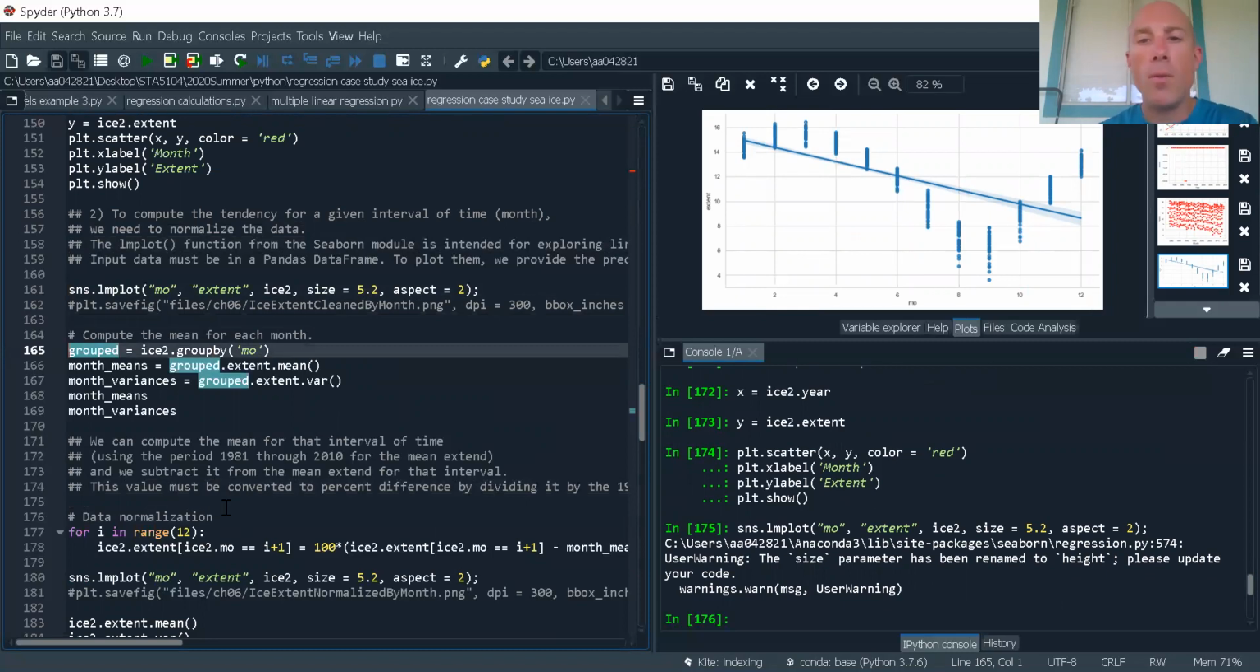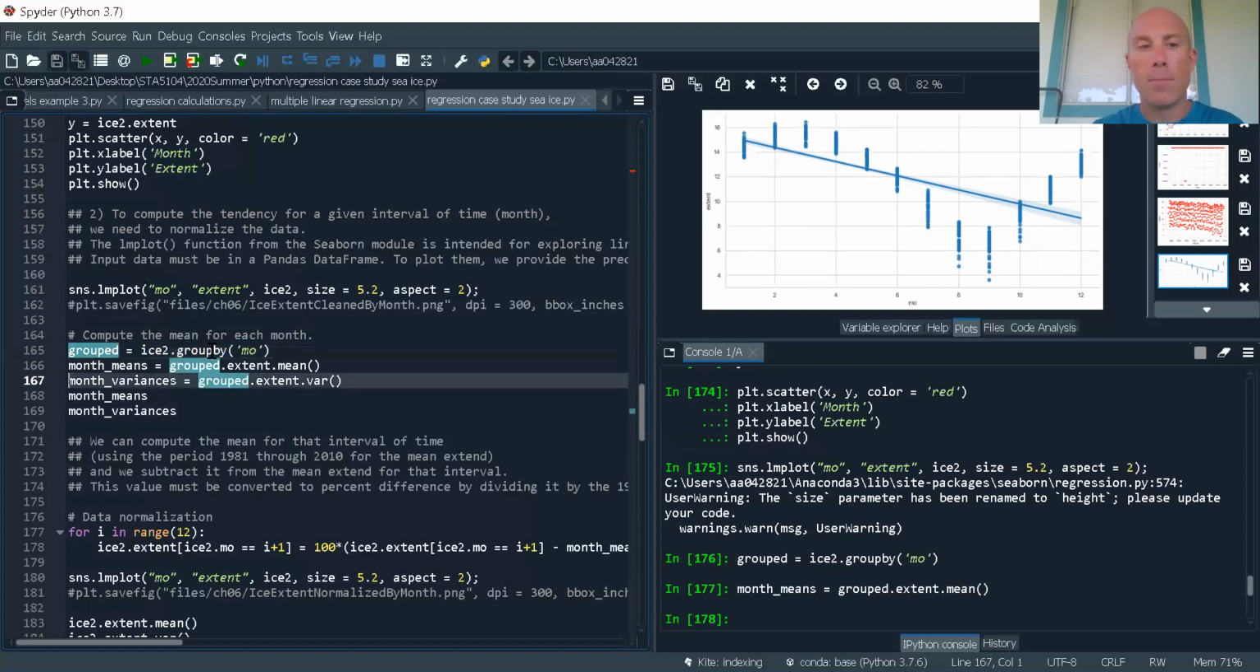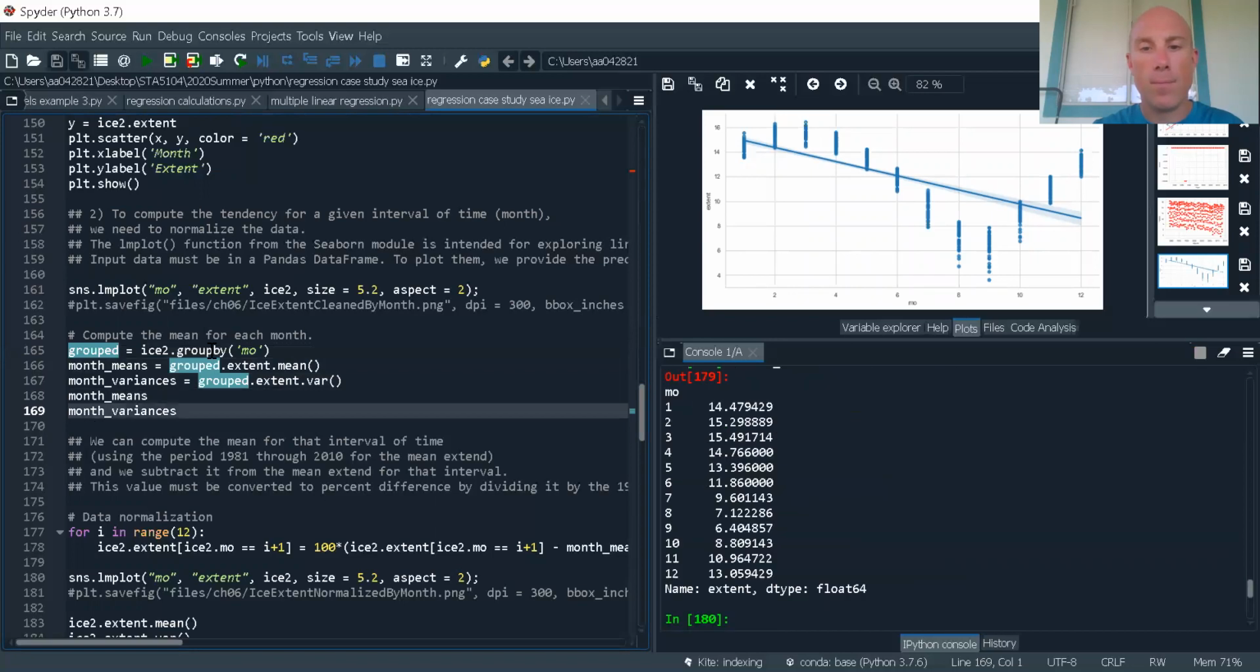So what we want to do now is take a look at the averages for each of these months. And so we're going to use the group by here to group them together. Then when I compute averages on the group by version, it will give me the average for each month. All right, so here we can see the average for each month.